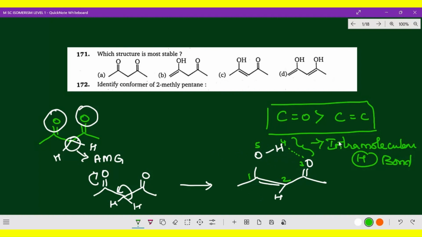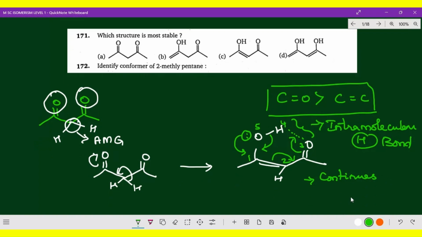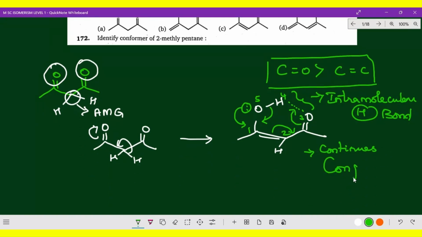Now the first point: it is more stable because of intramolecular hydrogen bonding. The second point: continuous conjugation takes place. Continuous conjugation means this lone pair of electrons transfers over here, then it transfers over here, and then again it comes here. So like this, it is continuous conjugation. So the second point is the continuous conjugation effect. I hope you got the clarity.